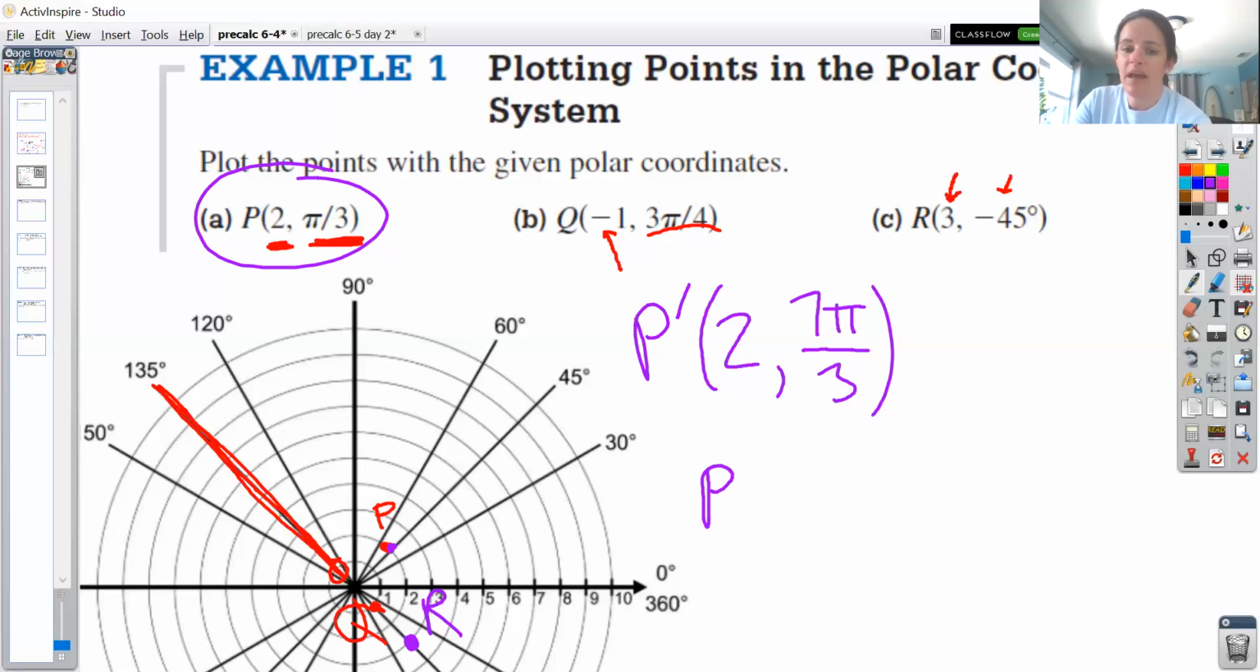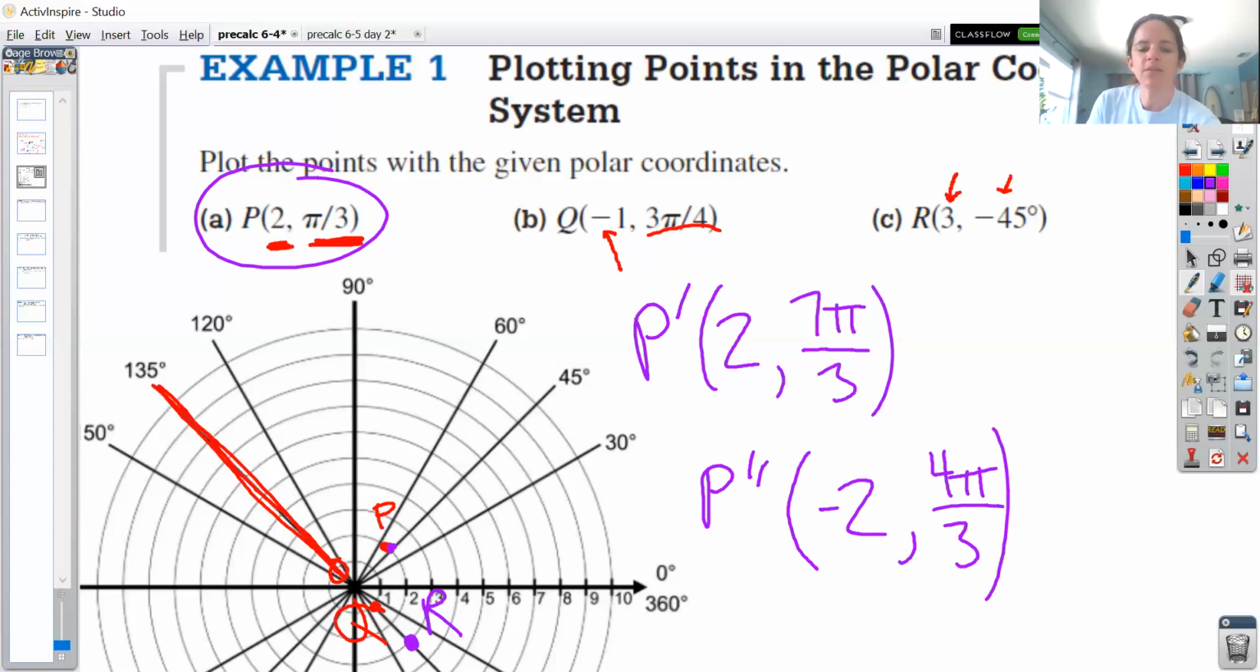Or let's think of how else could we land there. We could land there by making the radius negative 2 with an angle of pi thirds plus pi, right? So 4 pi thirds would take me to an angle in quadrant 3 down here, but then I'm going to kick it back because of the negative radius, and so that would land at the same point as well. We also could do P triple prime, just for lack of anything better.